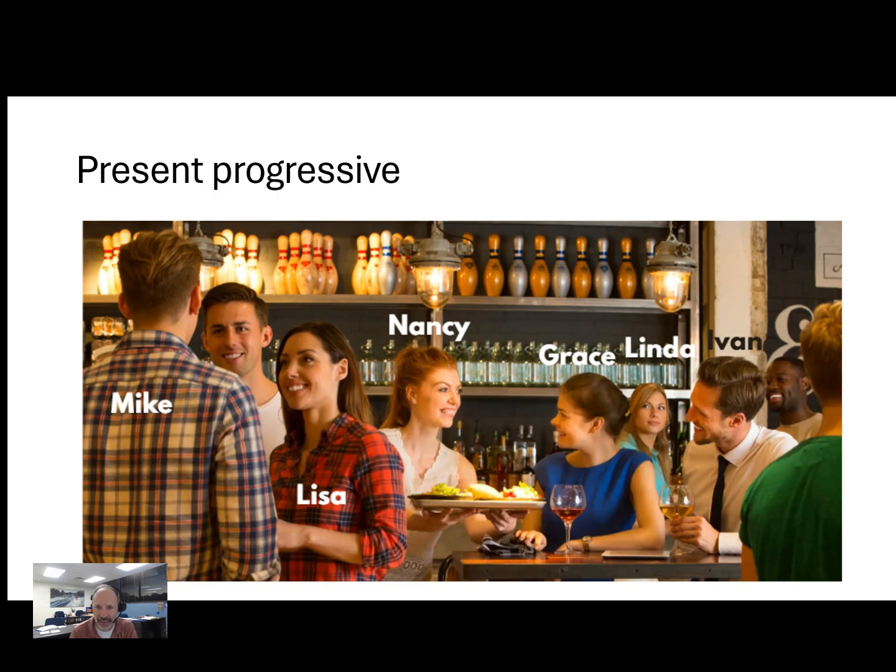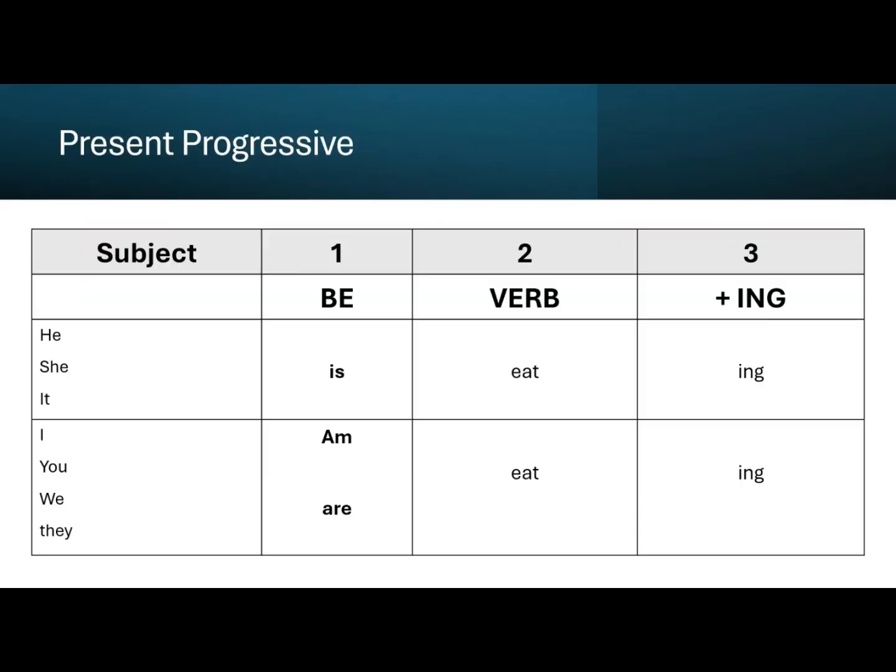Linda is looking at Nancy. Why is Linda looking at Nancy? All those sentences were present progressive.